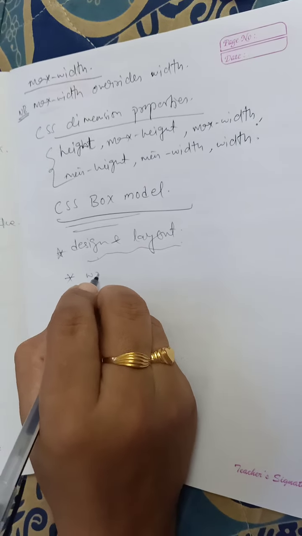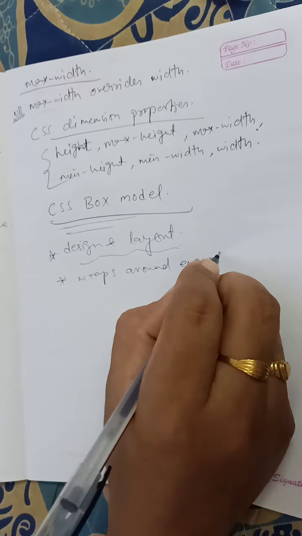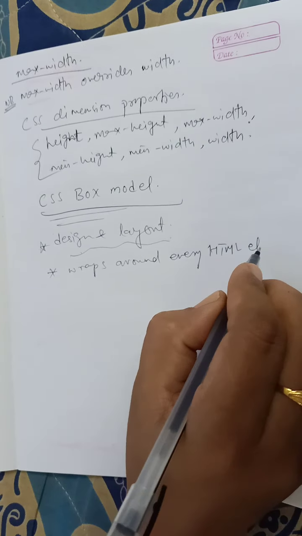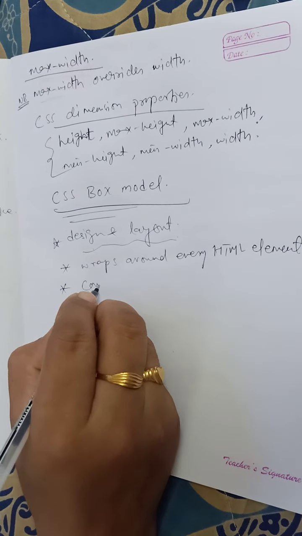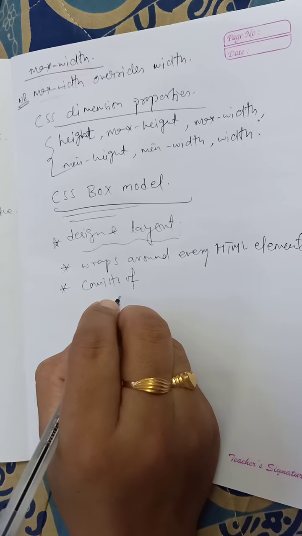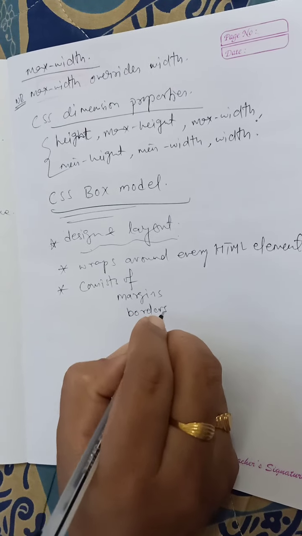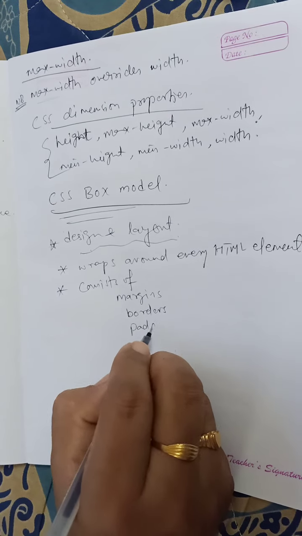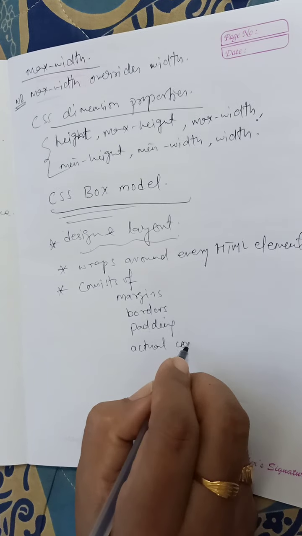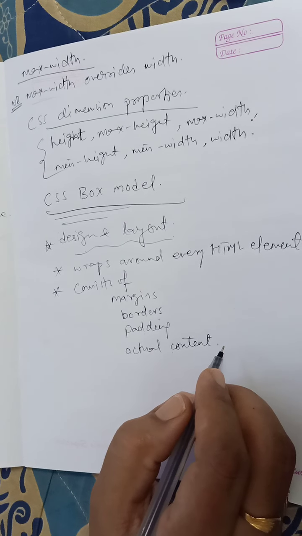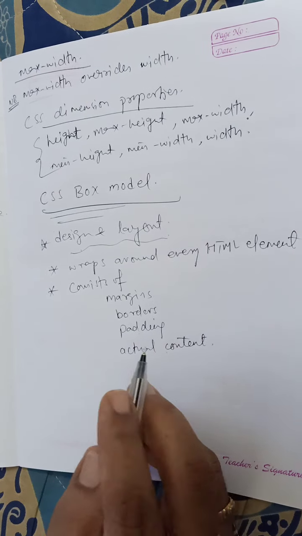It wraps around every HTML element. It consists of margins, borders, padding, and the actual content. Okay, so we can represent these things in a pictorial view.